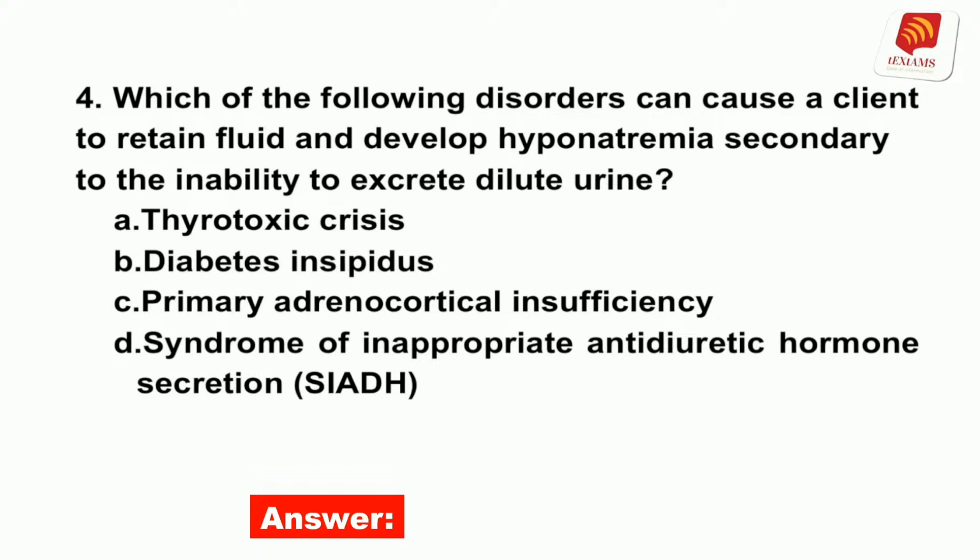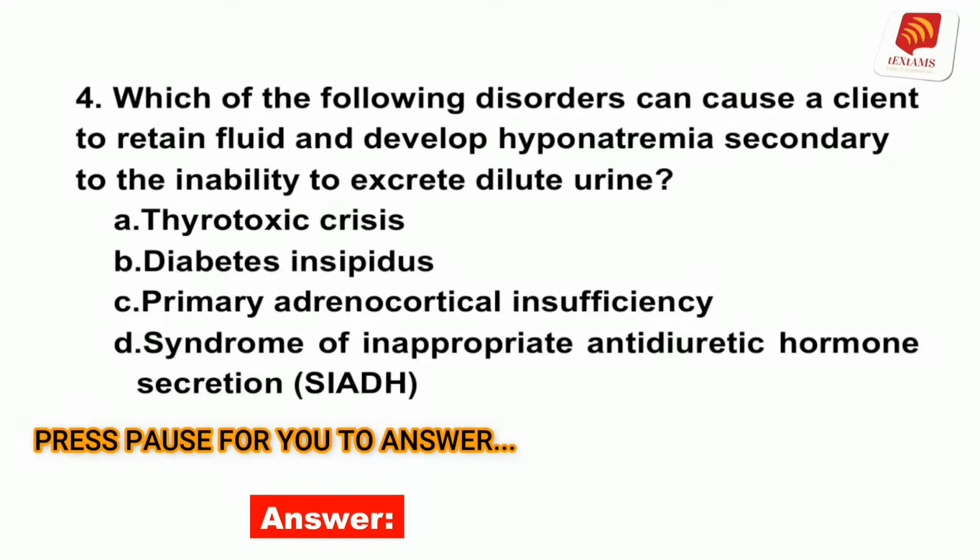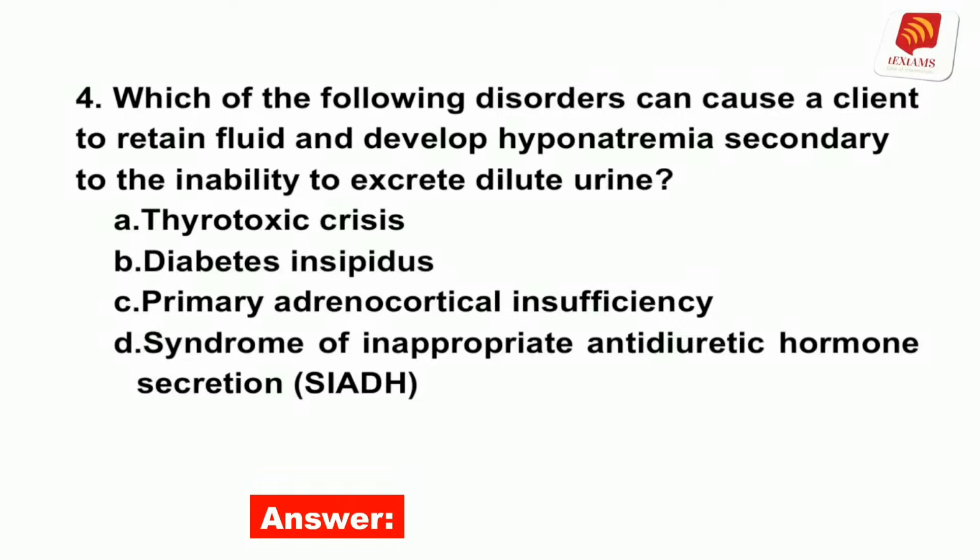A. Thyrotoxic crisis. B. Diabetes insipidus. C. Primary adrenocortical insufficiency. D. Syndrome of inappropriate antidiuretic hormone secretion. The answer is D. Syndrome of inappropriate antidiuretic hormone secretion is a condition in which the client has excessive levels of antidiuretic hormone, ADH, and can't excrete dilute urine. Therefore, the client retains fluids. The disorder causes a dilutional hyponatremia.